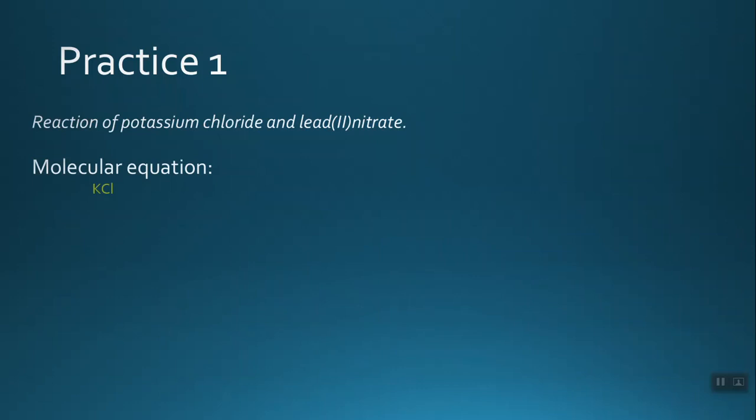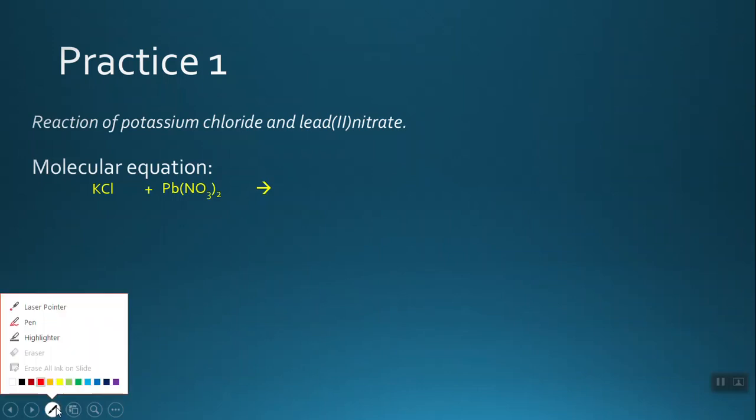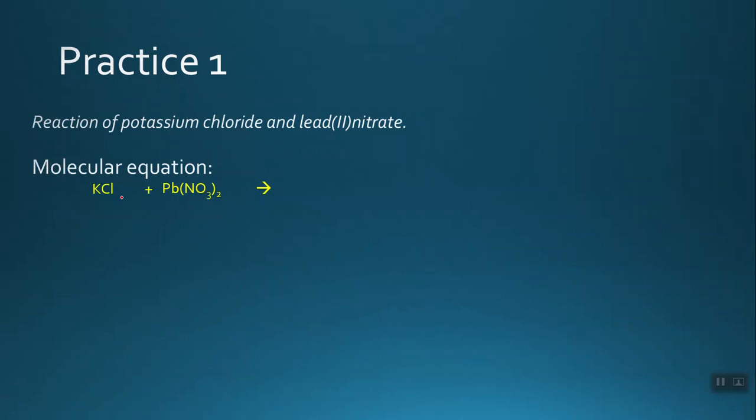So potassium chloride is KCl, and lead(II) nitrate is Pb(NO3)2. So this is a double replacement reaction. All of these are going to be double replacement reactions. Do you remember how to predict your product? Remember, it's the inside that will pair up, and then the outside that will pair up, right?